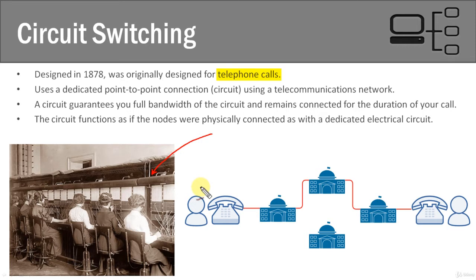Now, the way that circuit switching works is that it uses a dedicated point-to-point connection, and we'll use this diagram to talk about it in a second. So it uses a dedicated point-to-point connection that we call a circuit. Whenever you're trying to communicate with somebody over a telecommunications network, and I made sure I put telecommunications here because while this was originally designed for telephone calls, we also use this for communications with computers as well.